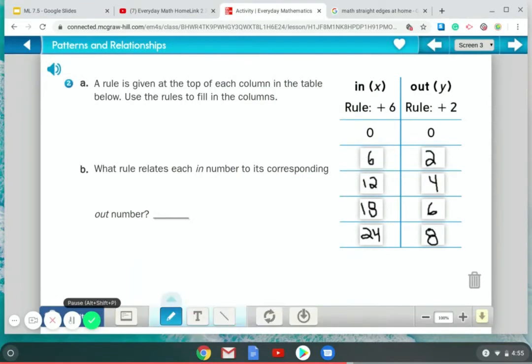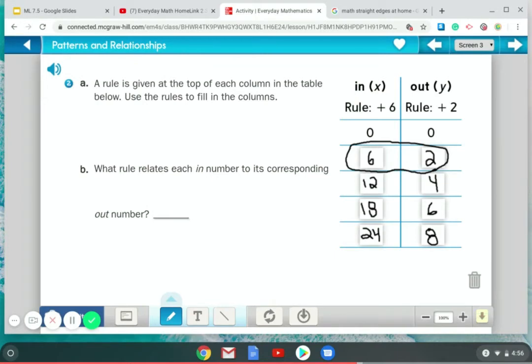Okay, so here we have completed the table, and now we're going to begin to analyze what's taking place in the table between the in and out corresponding terms. B, what rule relates each in number to its corresponding out number? So let's focus on our first set of corresponding terms that we calculated here. We have 6, 2. So how does 6 become 2?